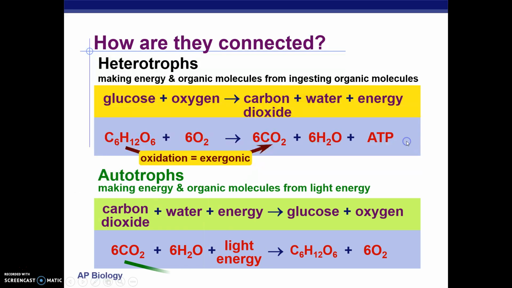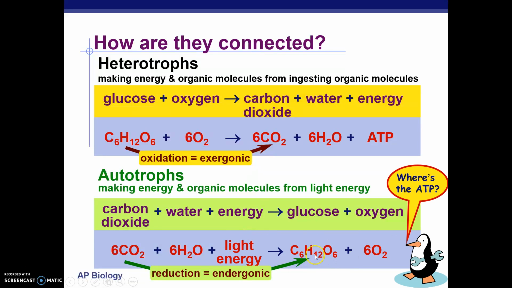And autotrophs make their energy and organic molecules from light energy. So here carbon dioxide is reduced into glucose, which is an endergonic process that requires an input of light energy, and that glucose is consumed by heterotrophs.